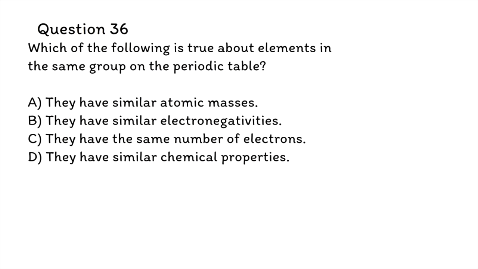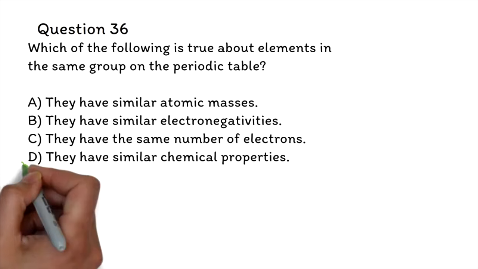Question 36. Which of the following is true about elements in the same group on the periodic table? A. They have similar atomic masses. B. They have similar electronegativities. C. They have the same number of electrons. D. They have similar chemical properties.